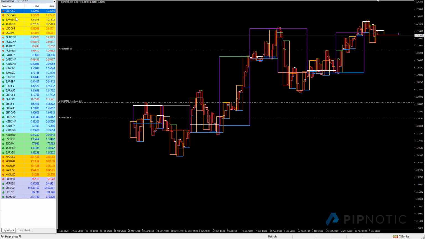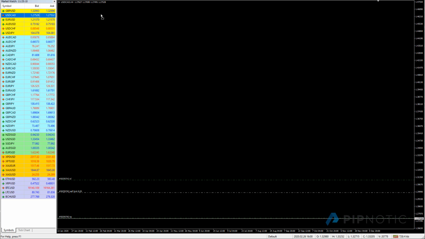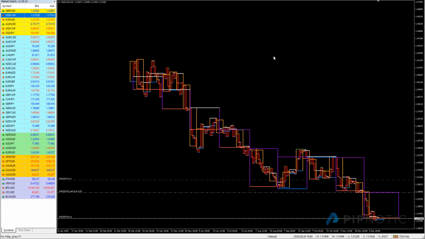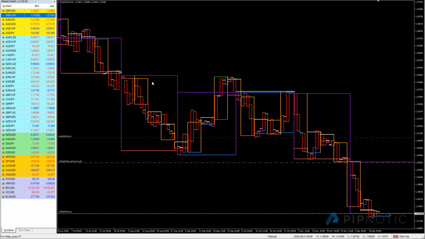Okay, let's go to another pair. Let's go to the American dollar, Canadian dollar. You can see I've already put something in there. And here we have a very similar thing going on where we have price wriggling lower. We have a pin bar on the monthly chart. We have a nice bearish candle here. We have a bullish candle.